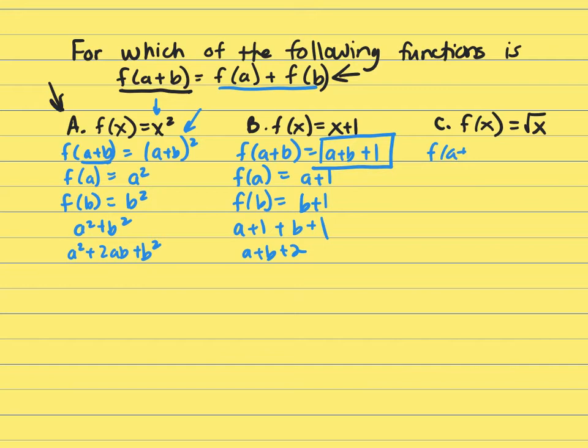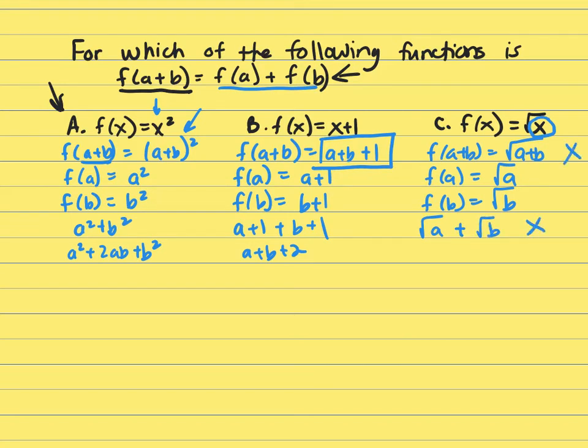Repeat that same thing. F of A plus B, well, that will be square root of A plus B. F of A would be square root of A. F of B, all we're doing is substituting in for that variable. That would be square root of B. If you find f of A plus f of B, it gives you square root of A plus square root of B, and this is not equivalent to that.